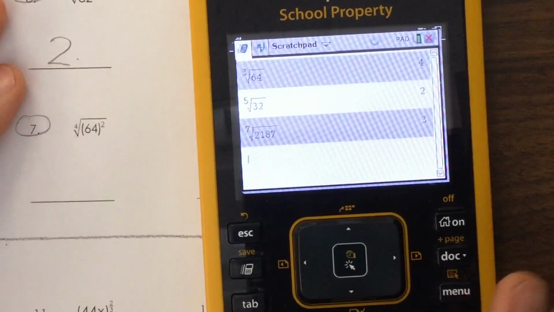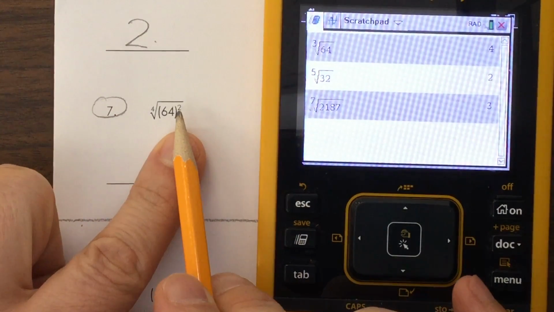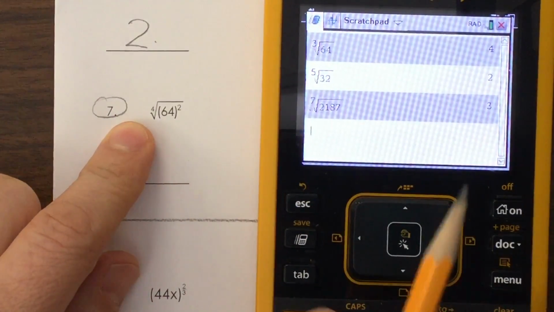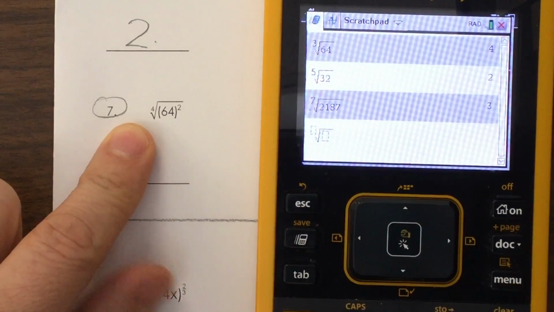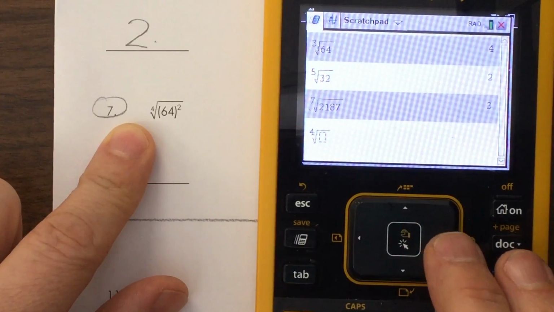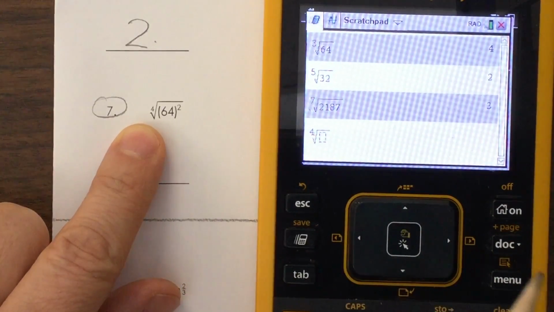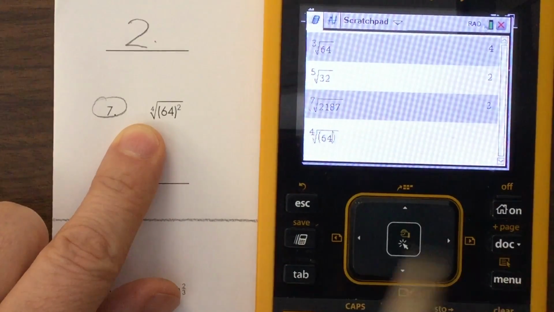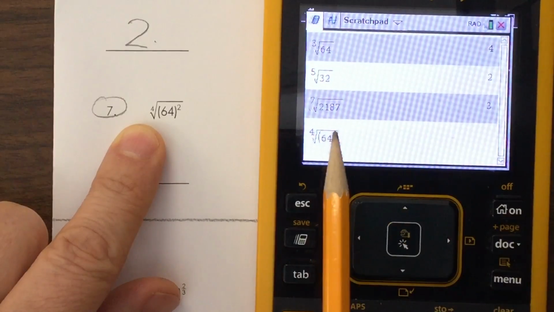Number 7 has a little more going on. We have an exponent inside the radical, so we're going to put that in as well. We'll type it in exactly how we see it. Control Caret 4 for the 4th root. You arrow inside, and I'm going to type in parenthesis 6, 4, and then there's my close parenthesis. I just need to push the right arrow to get out of that.